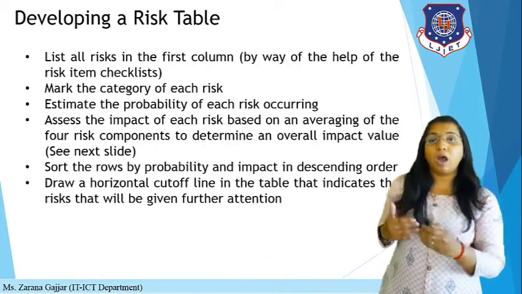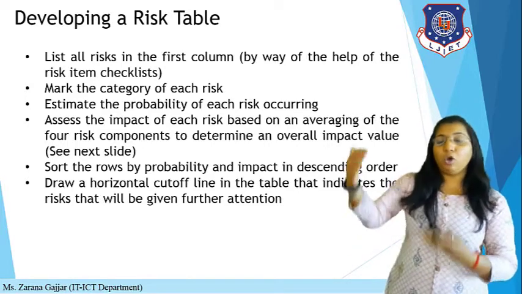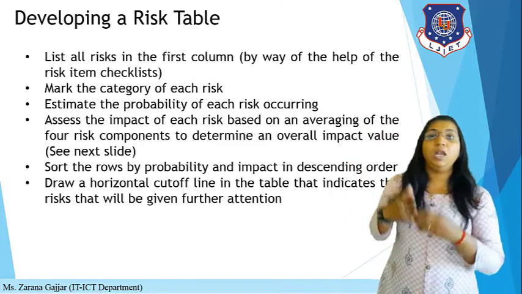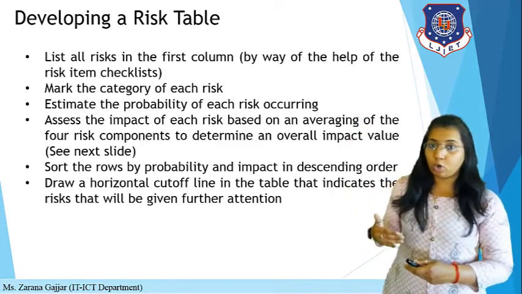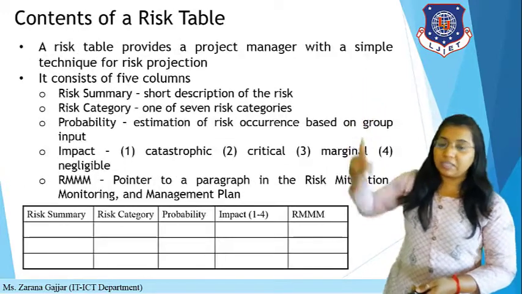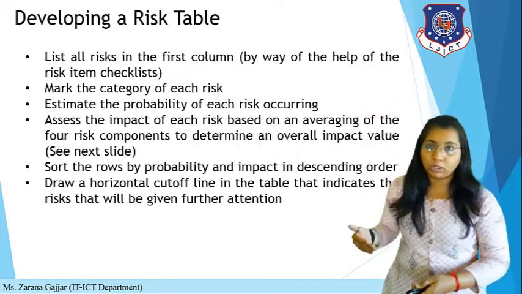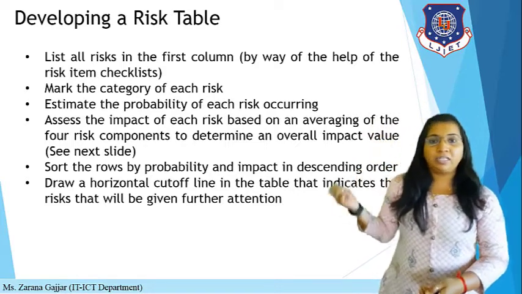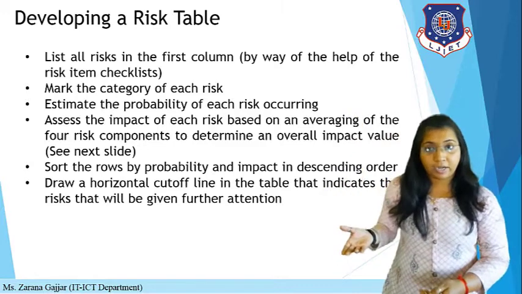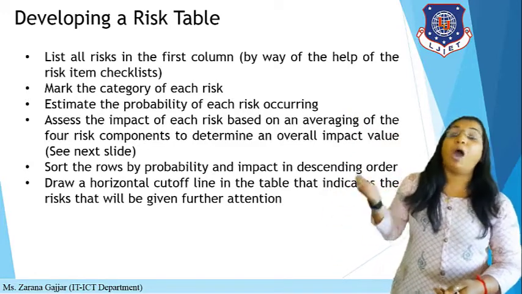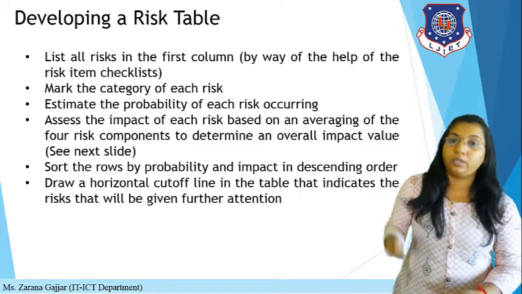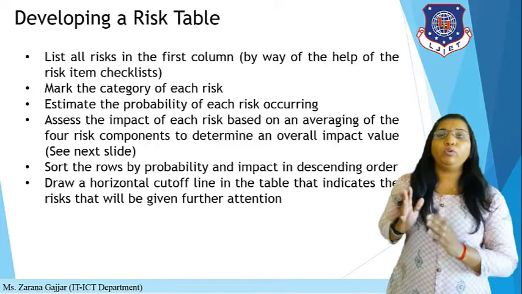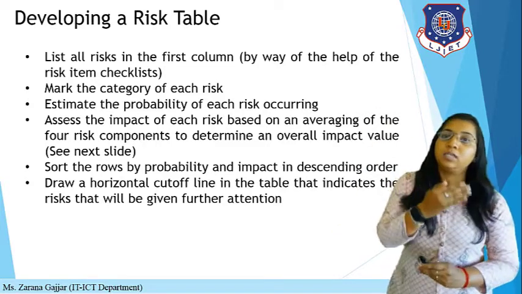Now let's discuss how to develop a risk table. We already have the structure of a risk table. Now to develop it, you have to list all the risks in the first column, risk summary. You have to identify all the risks with the help of the risk item checklist. In risk identification we have learned about the risk checklist. If you identify any risk in your project, then you put that into the risk checklist, so you fill the first column by using the risk item checklist.